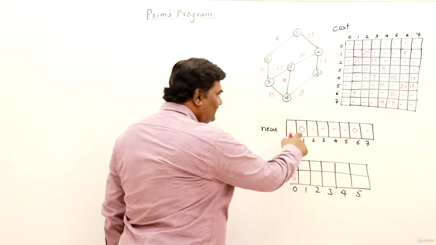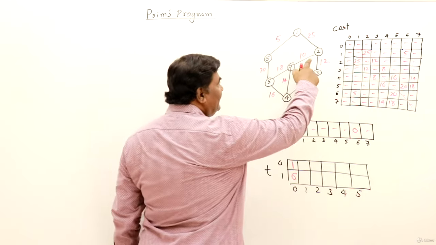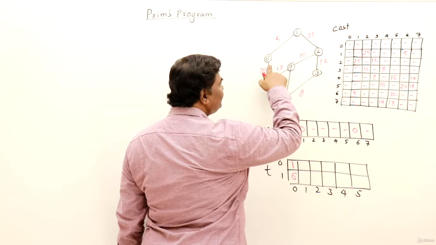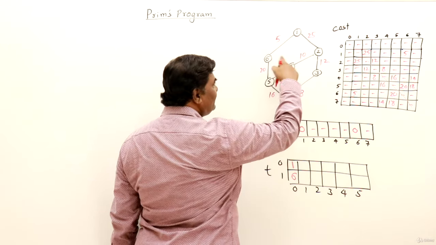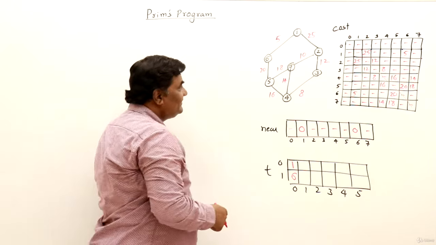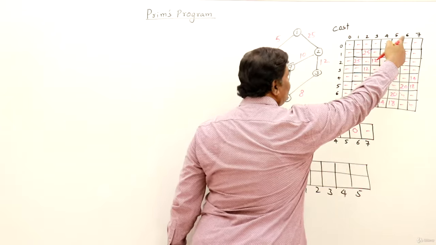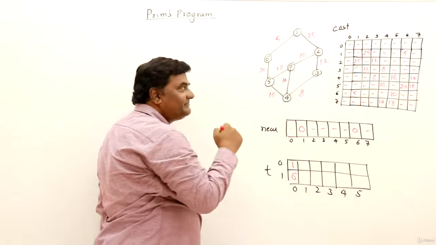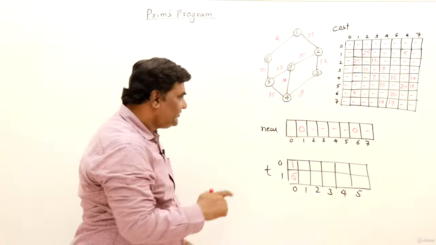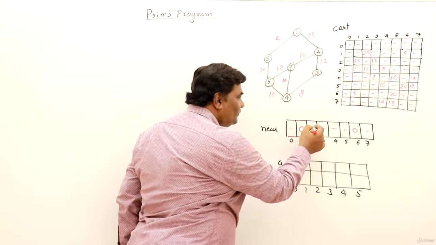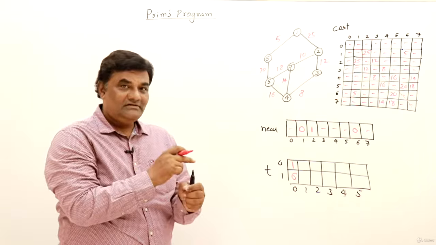Take 1. Oh, this is 0. This we don't have to take. So take 2, next one. Is it nearer to 1 or nearer to 6? Near to 1, the cost is 25. Near to 6, the cost is infinity. There is no edge. So 2 to 1 is 25, 2 to 6 is infinity. Which is minimum? 25 is minimum. So 2 is nearer to 1. So in near array, mark it as 1. This is what we do. This means that vertex 2 is nearer to 1.